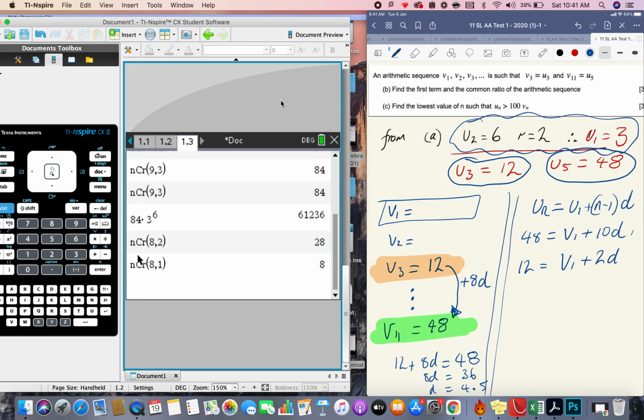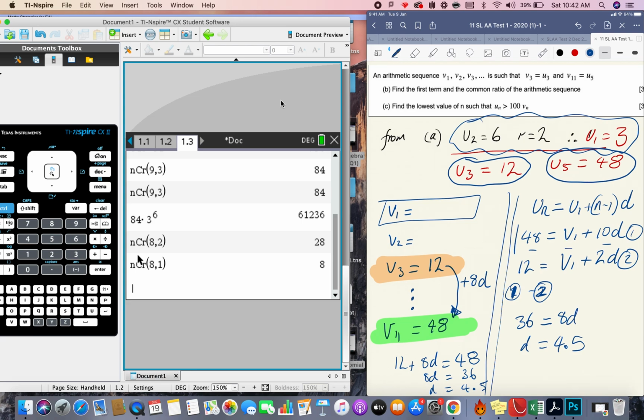Can you see this equation here now? So you've got equation 2 and 1. If I do equation 2 minus equation 1 here, I will get, oh, it's the wrong way around, isn't it? It's better if I do 1 minus 2, right? 48 minus 12 is 36. v1 minus v1 cancels out, and we've got 8d. You can see that we get the same result. So either of those ways is absolutely fine. So d equals 4.5.